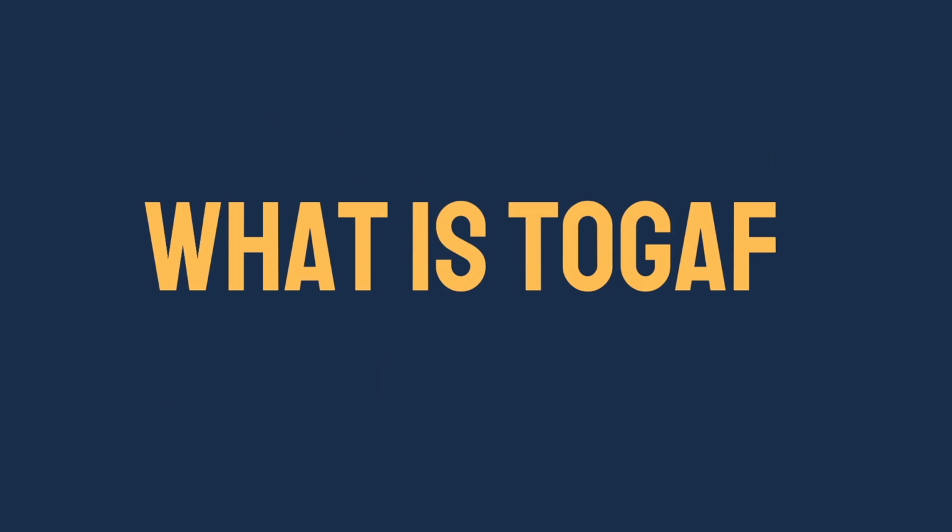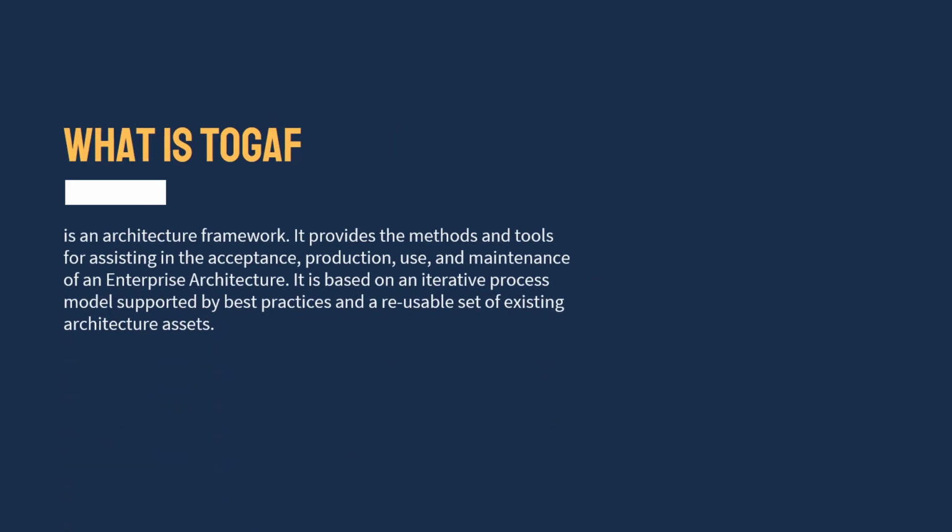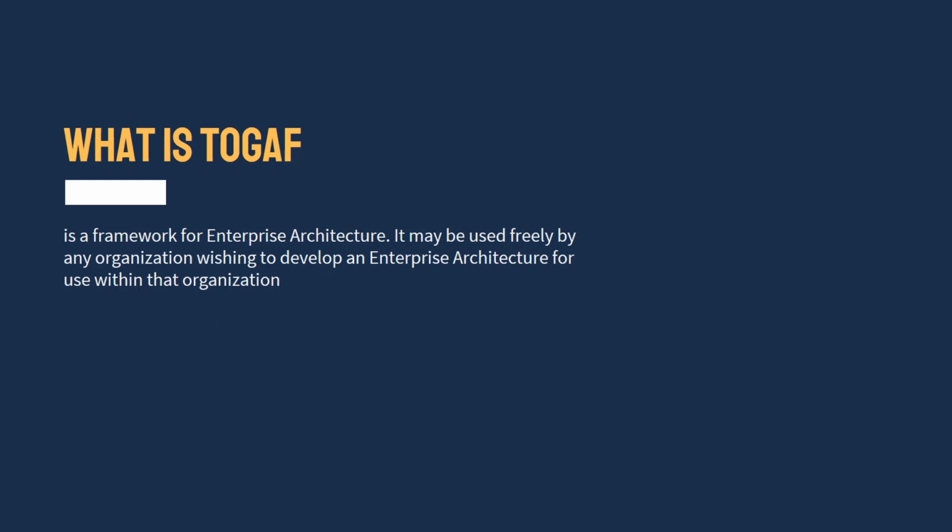What is TOGAF? TOGAF is an architecture framework. It provides the method and tools for assisting in the acceptance, production, use, and maintenance of an enterprise architecture. It is based on an iterative process model supported by best practices and a reusable set of existing architecture assets. We can also say it is a framework for enterprise architecture. It may be used freely by any organization wishing to develop an enterprise architecture for use within that organization.